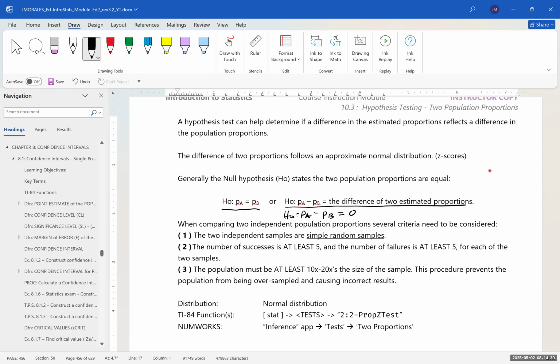When comparing two independent population proportions, several criteria need to be considered. The two independent samples are simple random samples. The number of successes is at least 5, and the number of failures is at least 5 for each of the two samples. And the population must be at least 10 to 20 times the size of the sample. This procedure prevents the population from being oversampled and causing incorrect results.